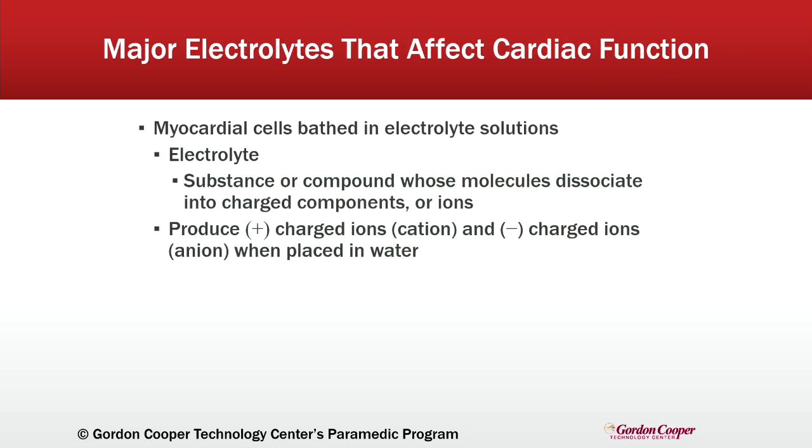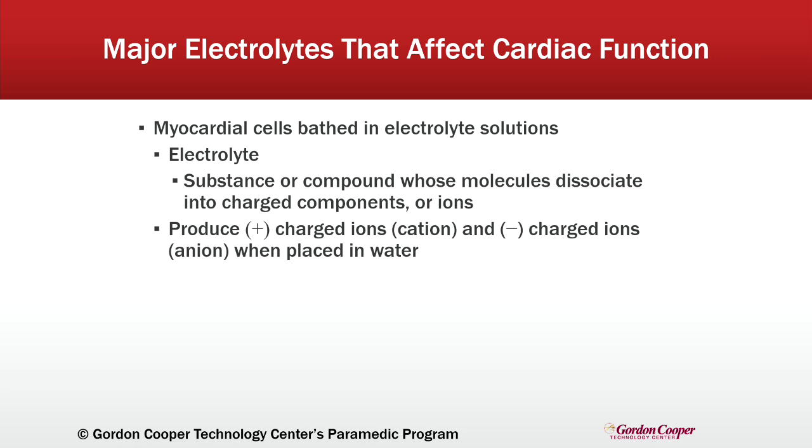So let's talk about some electrolytes and how they impact the heart's function. First, what are electrolytes? Well, they're substances that dissolve in water to create charged ions. When these compounds break apart, they form positively charged ions called cations and negatively charged ions called anions. They have some importance for myocardial cells. Myocardial cells are surrounded by electrolyte solutions, which are essential for their function. And the balance between cations and anions helps maintain the electrical environment needed for heart contractions to happen properly.